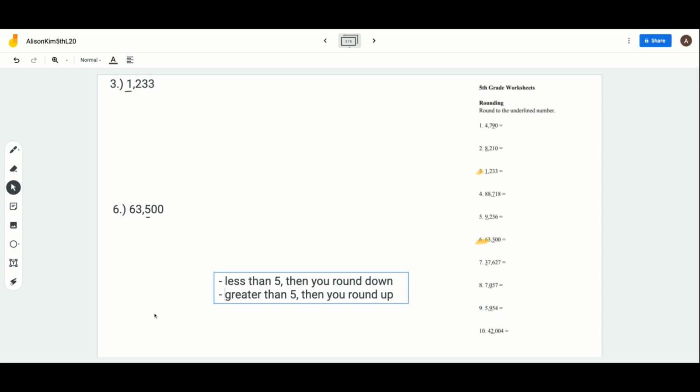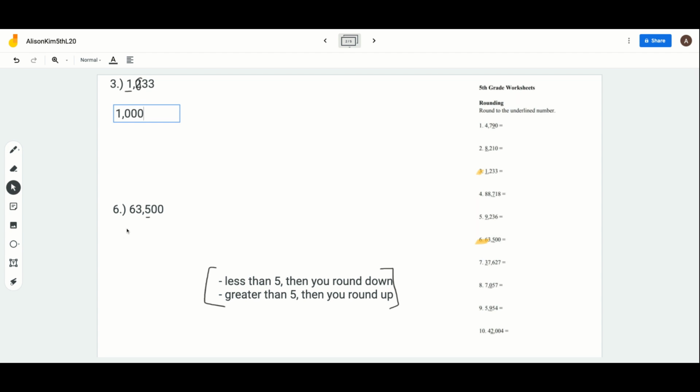So let's go back to number 3. It gave us 1,233, and once again, number 1 was underlined. So we need to round to 1. So we need to look at the number behind it, which is 2. And we see 2 right here. If we think of the number 2 in terms of these rules, it's less than 5. So we're going to round down. When I say round down, you just leave it the same. So it will just be 1. So you don't change it. So the new number would be 1,000, and 1,000 is less than 1,233.